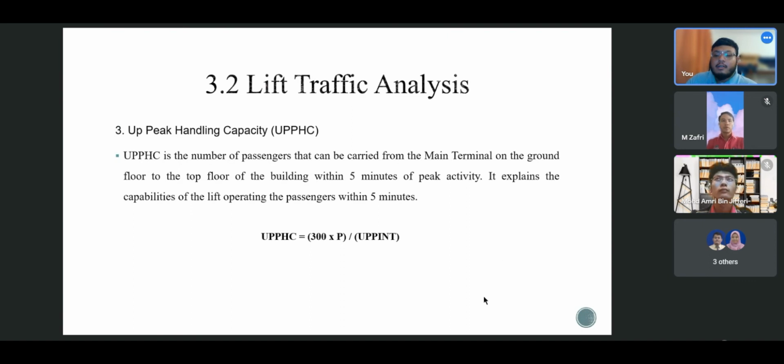The third thing is up-peak handling capacity or UPPHC. UPPHC is the number of passengers that can be carried from the main terminal on the ground floor to the top floor of the building within 5 minutes of peak activity. It explains the capability of the lift in operating the passengers within 5 minutes.